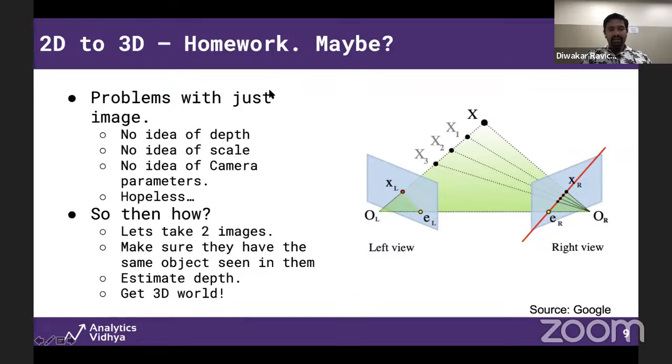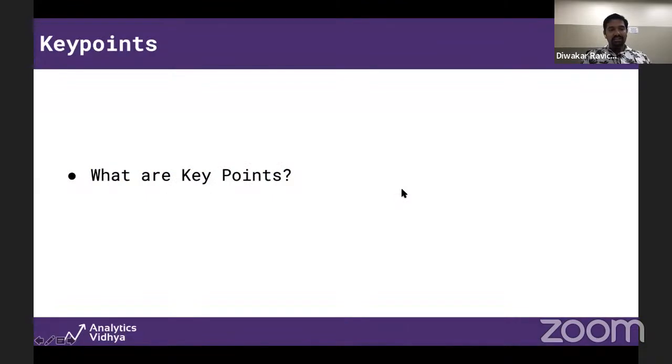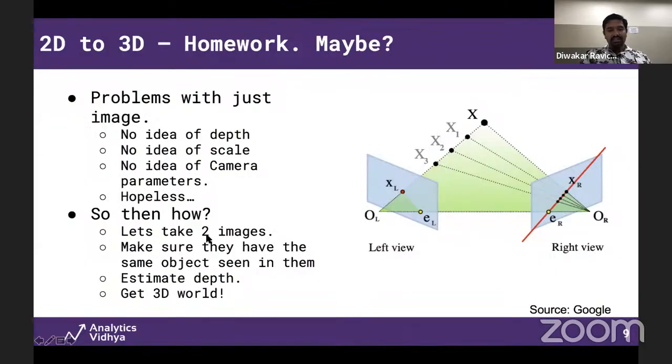Great. So from here, if it were that simple, we probably would have solved the problem entirely. It wouldn't be as challenging as it is today. The thing is, if I give you just two images, we have to understand what key points are, because we said to take two images and make sure they're seeing the same object, say this point X. So this is a key point. We just have to figure out what a key point is, and make sure it is observed in two frames. Then we have the principle of triangulation, and we can get depth and convert it into a 3D world. Typically, these are the steps that we need to do.